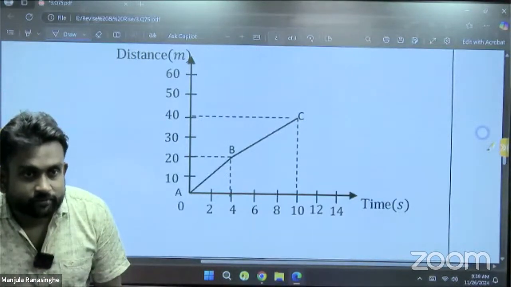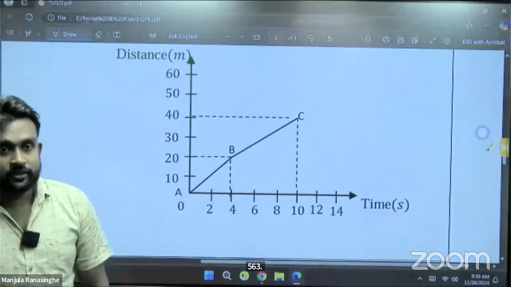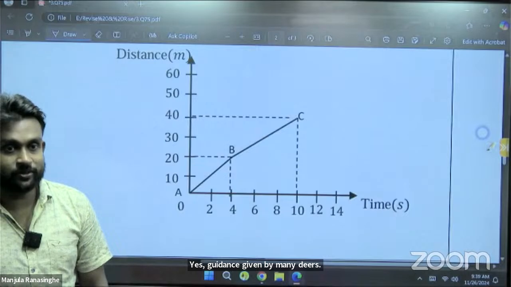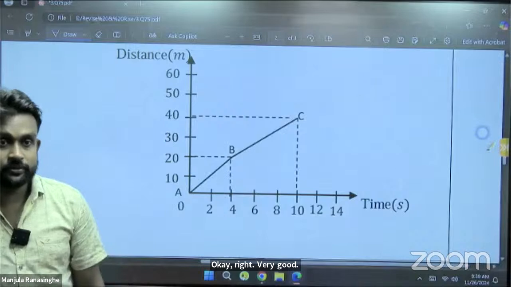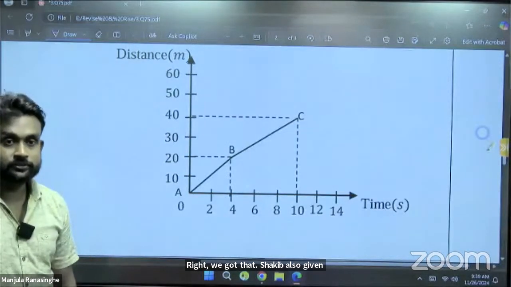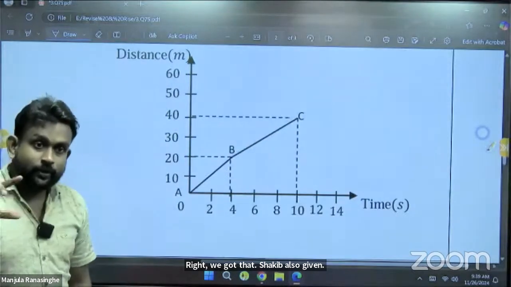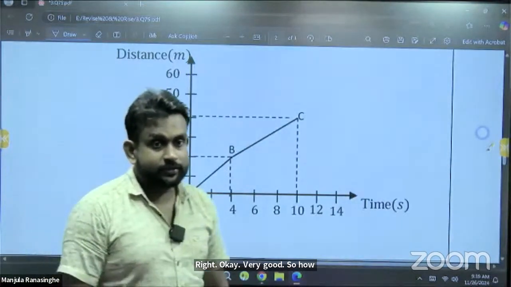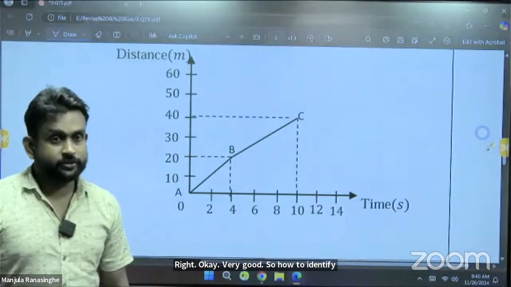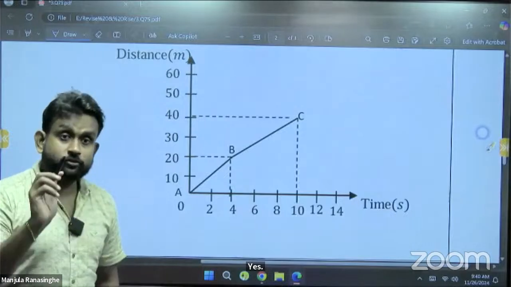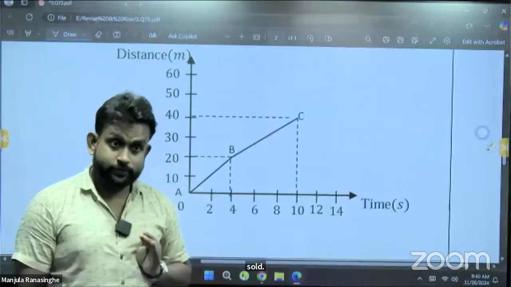Yes, good answer given by many. Okay, right. Very good. Right, we got that. Shakib also gave it. Okay, very good. So, how to identify? Yes, Amashi.